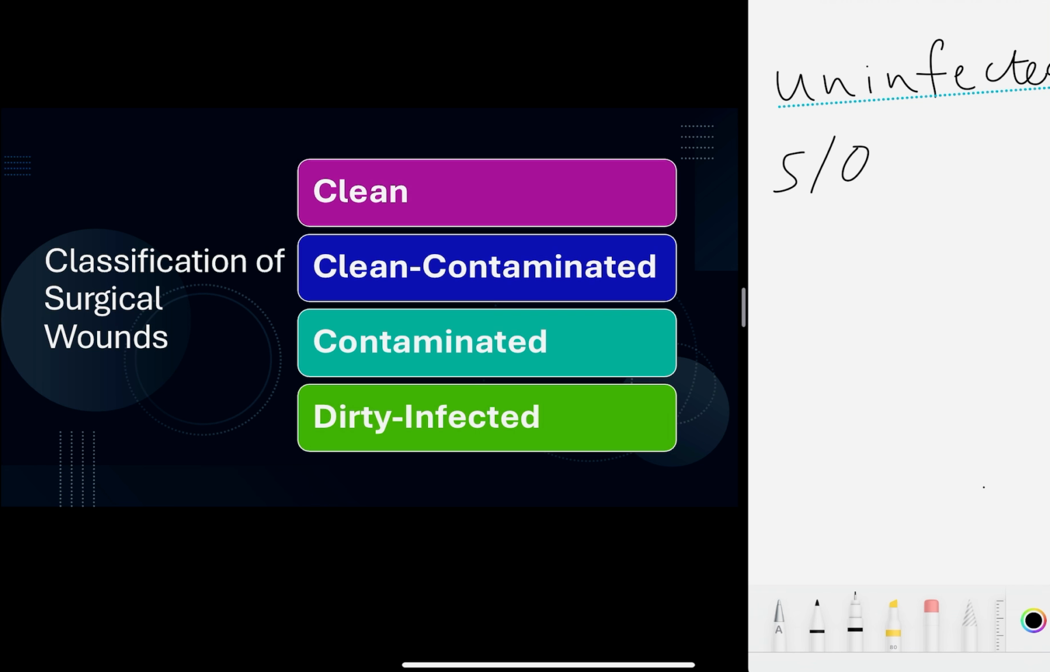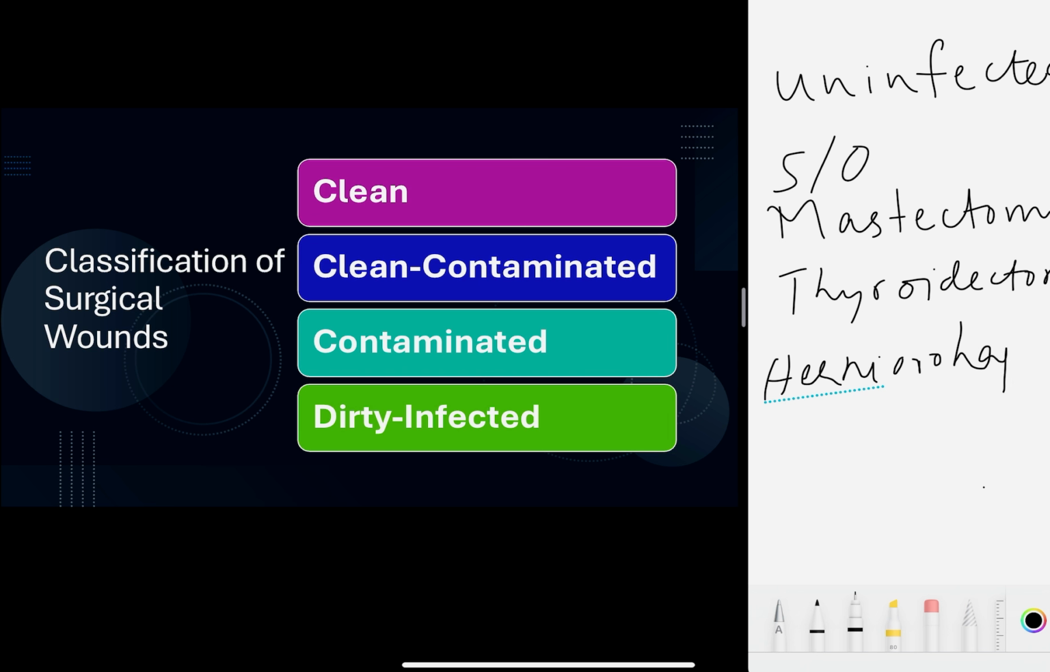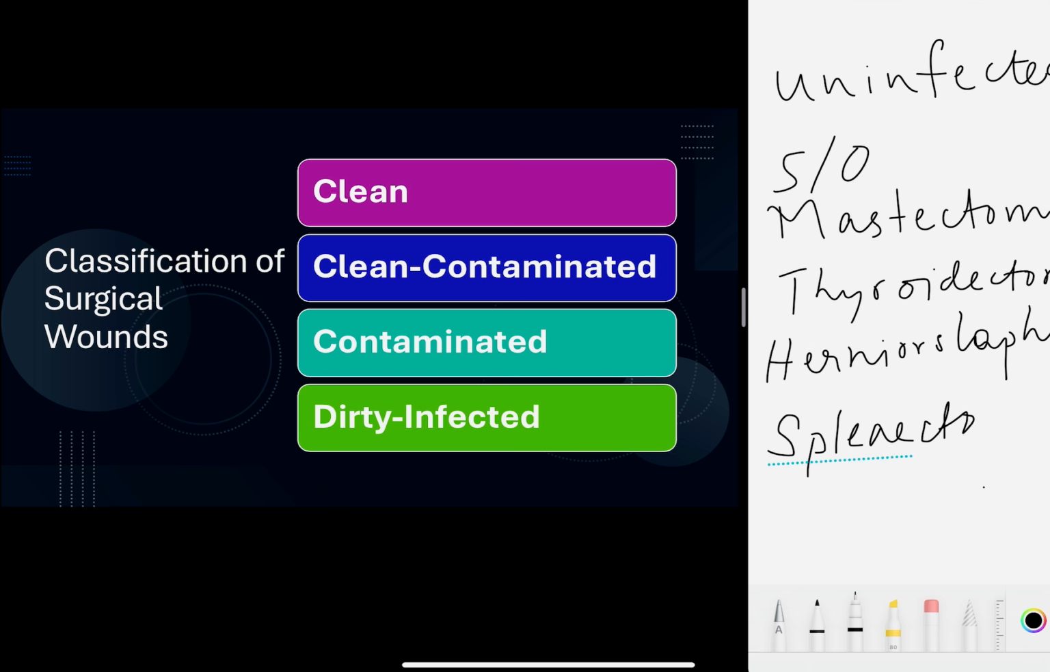So what are some of the examples of clean wounds? Mastectomy, thyroidectomy, herniorrhaphy. What is that? That is the repair of hernia. And splenectomy, that is the removal of the spleen. So these are all examples of clean wounds.